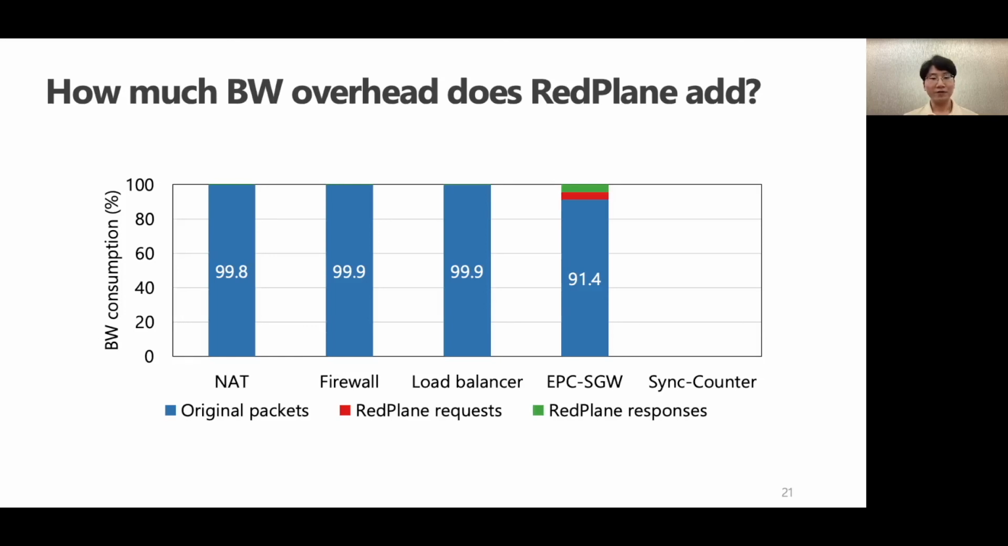The serving gateway, or SGW, in LTE networks, which is a mixed read and write workload, RedPlane incurs around 12% of overhead since it generates protocol messages for signaling packets in LTE networks. The synchronous counter shows the worst-case scenario where it shows the highest overhead. This result implies that in an extreme case where an application needs to replicate state synchronously for every packet, achieving fault tolerance is expensive.